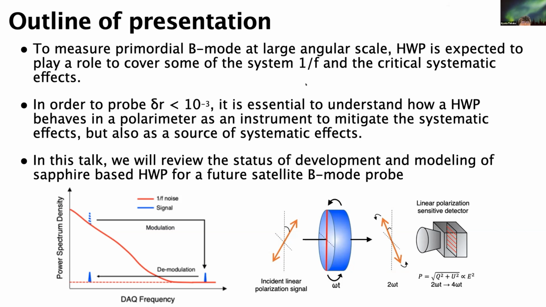So it is essential to understand how the half-wave plate behaves in the polarimeters and the instrument to mitigate the systematic effects. But the half-wave plate itself is also a source of systematic effects. So in this talk, we will review the status of the development and modeling of the sapphire-based half-wave plate for future satellite missions, such as the LiteBIRD project.